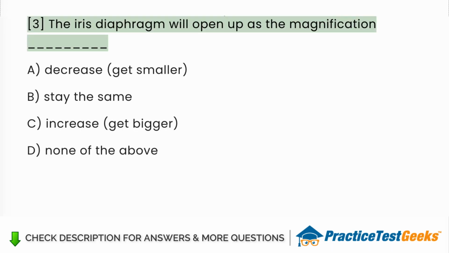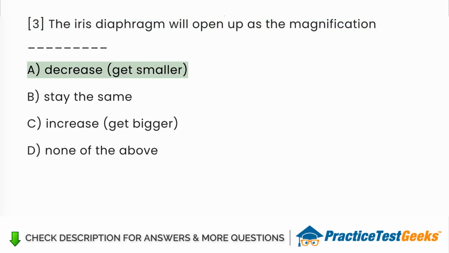The iris diaphragm will open up as the magnification. A. Decrease. B. Stay the same. C. Increase. D. None of the above.